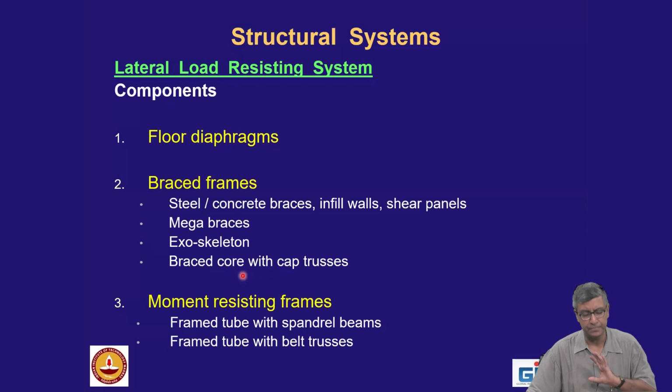Again, let me skip moment resisting frames. If you are having closely spaced columns, it is called a framed tube. And the framed tube will act together only when we connect them at certain heights. And those are called belt trusses.